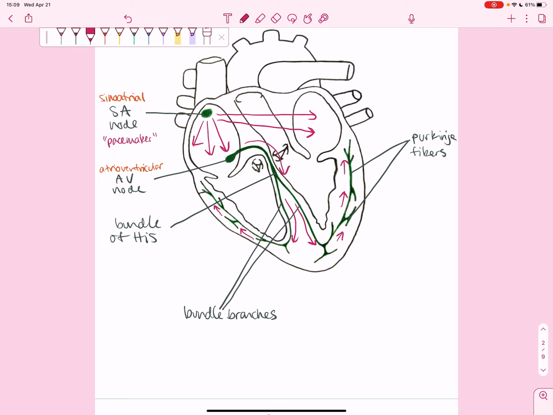And that's it. That's the electrical system of the heart. I'm pretty sure that's the majority of the information you'll need to know on that. I don't think there's anything else serious that you'll have to know.